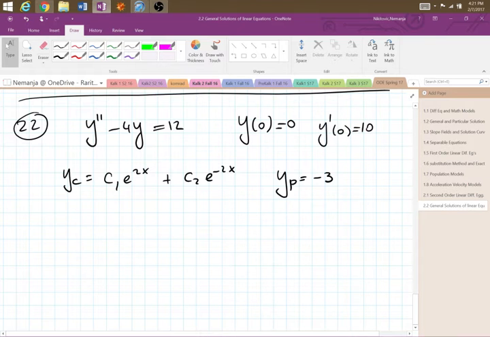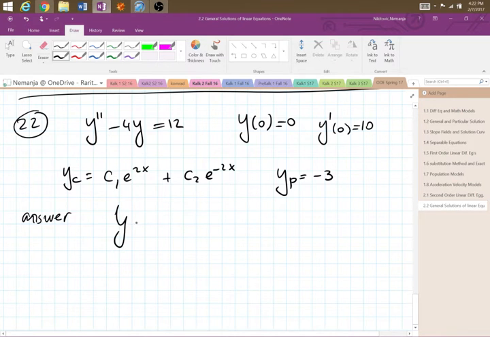Take the derivative first, the second derivative. All we need to do is to take the derivatives and plug this in. We already have the yc, which is this plus yp. It's a superposition. So to solve this, we have the general solution of x. So no c, no p now: c1 e to the 2x plus c2 e to the negative 2x minus 3.